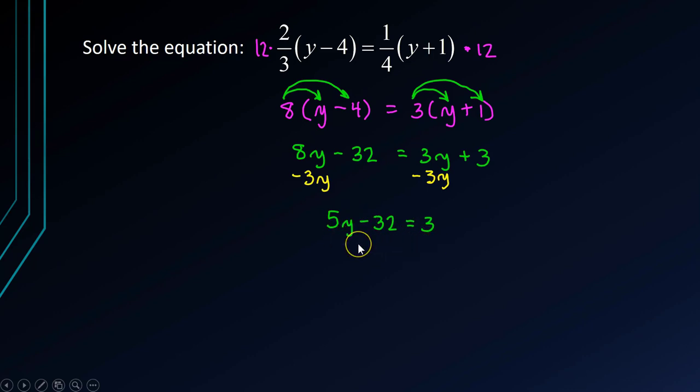Now that y is on one side of the equal sign, I'm in a position to try to isolate the variable. So I'm going to add 32 to both sides to get that 5y equals 35. And then I would divide both sides by 5 to get that y equals 7. Let's move on to the next one.